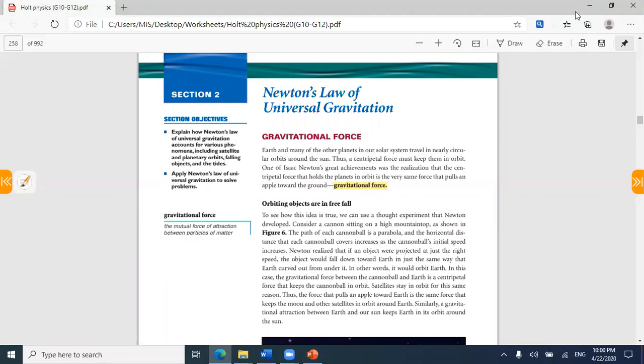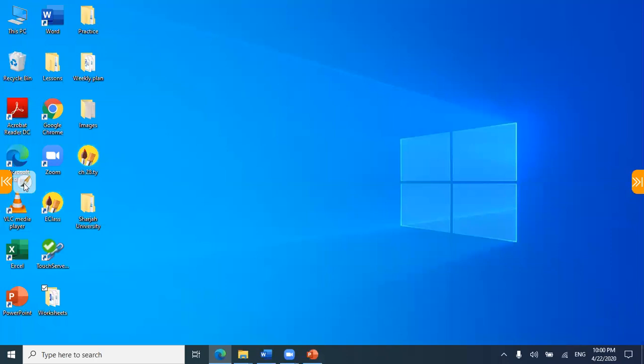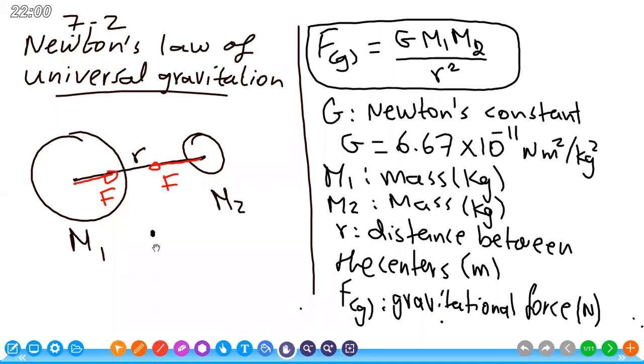You know the story of Newton when he was sitting beside an apple tree and an apple hit his head. From that moment he started to study this phenomenon. Why is this happening? And he concluded that there is a force of attraction between any two masses in the universe. This is going to be our gravitational force.